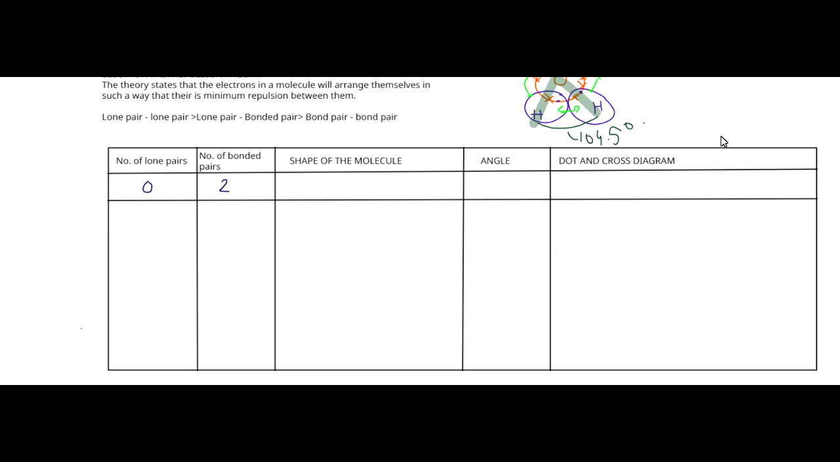We have something like this. This is my carbon, 1, 2, 3, 4. Then I have oxygen. Oxygen over here, oxygen over here. 1, 1, 2, 3, 4, 5, 6.